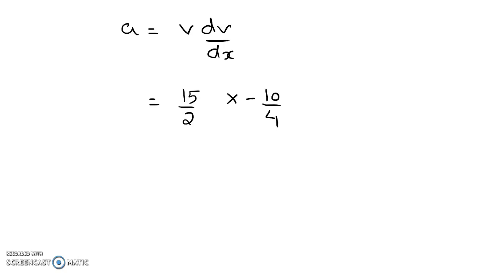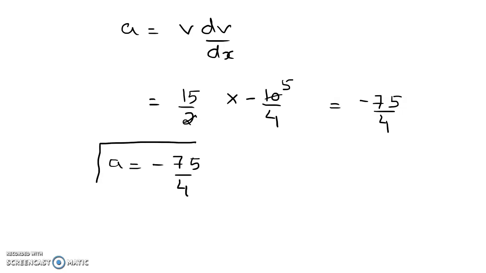You can further solve it. So minus 75 by 4. You just solve it here. I think this is the answer. So the thing is 75 by 4 is the acceleration, and negative, of course it is negative because the velocity is decreasing. Can you see that? So this is the answer.